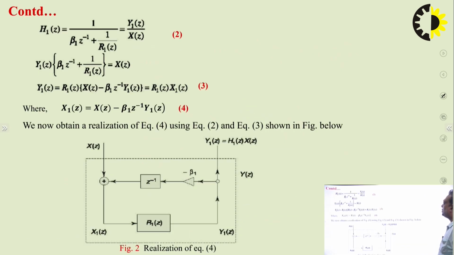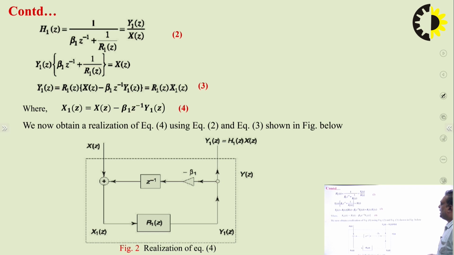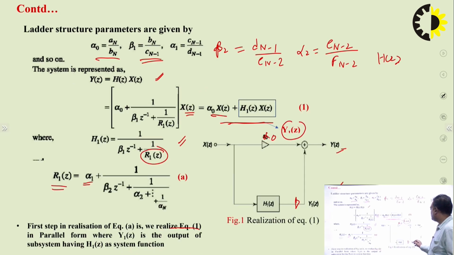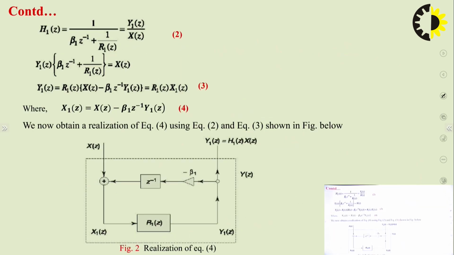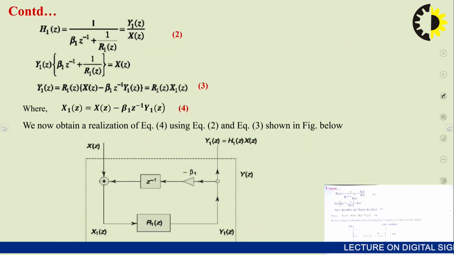Okay. Now we will take this equation H1(z) equals 1 upon (beta 1 z to the power minus 1 plus 1 upon R1(z)), and here you can see H1(z) is the transfer function, this is the output and this is the input. So H1(z) is nothing but Y1(z) upon X(z), and this is equal to 1 upon (beta 1 z to the power minus 1 plus 1 upon R1(z)). Okay, so we will get this equation number 2.